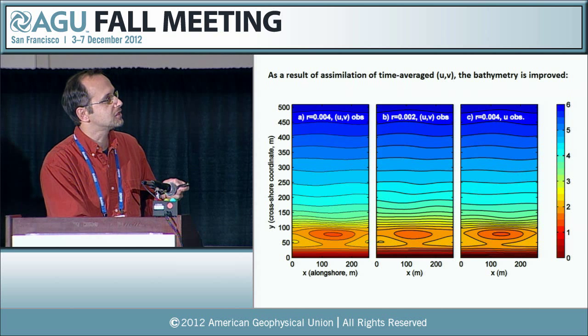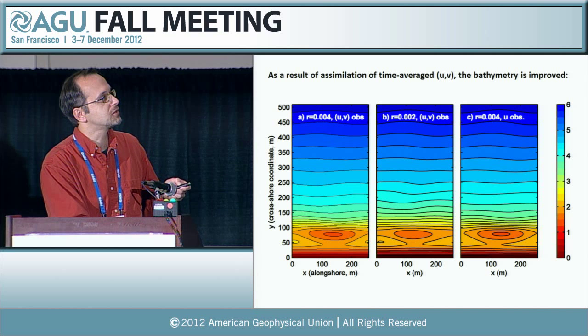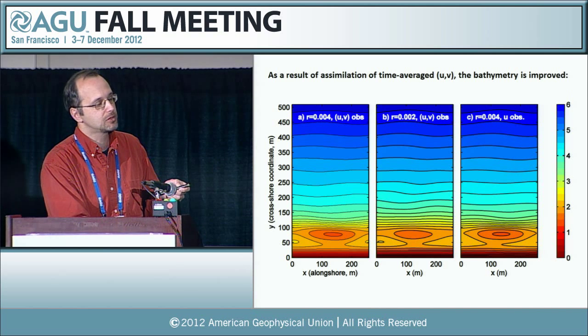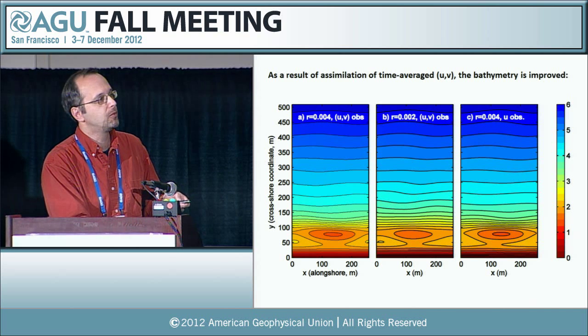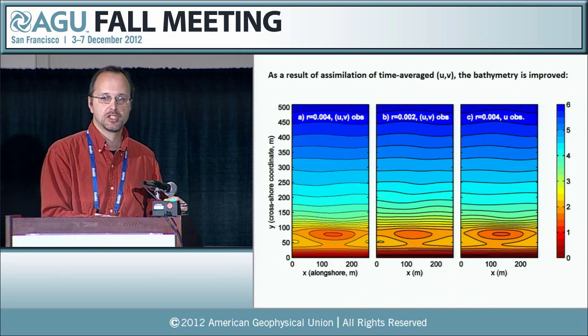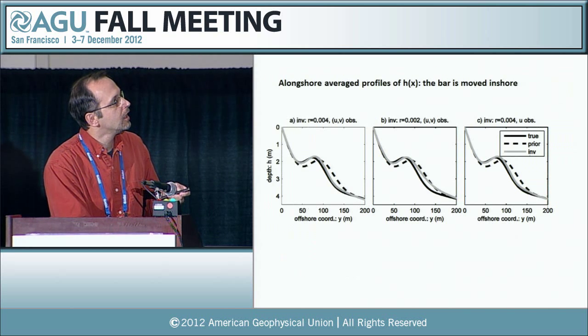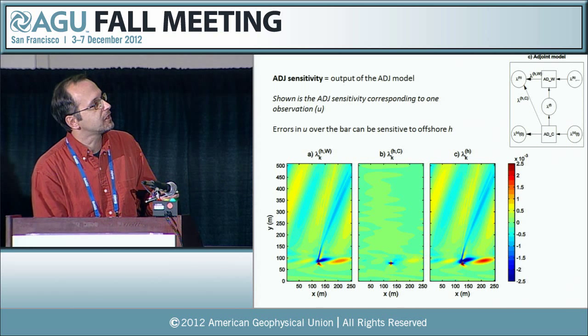longshore variability. This is the weakly nonlinear case, assimilating both components of velocity. Strongly nonlinear case, assimilating both components of velocity. And this weakly nonlinear case where we assimilate only longshore components of velocity, which would correspond to data sets from optical imagery. Let me skip this. Let's look at the result of the adjoint model.